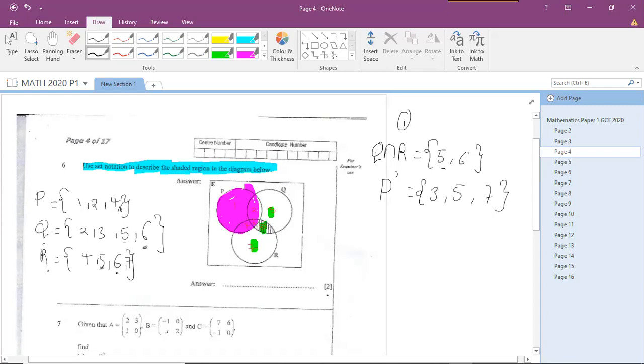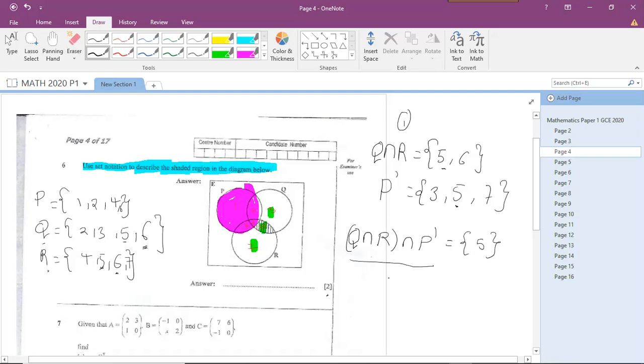We intersect these two sets. How are we going to do that? We'll say Q intersection R, close brackets, intersection P complement. So this is Q intersection R and this is P complement. What do they have in common? There's a 5 there, there's a 5 there. So our set will become 5. So this shaded region here that they want is the answer.